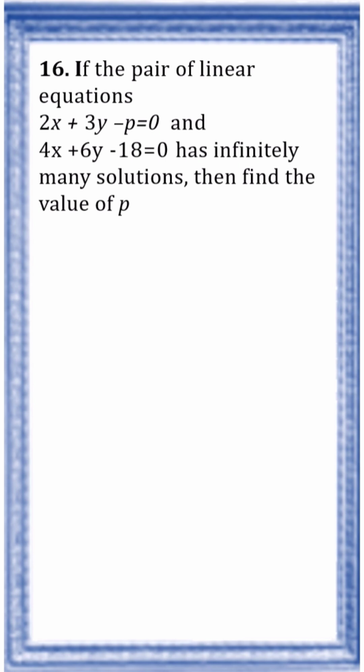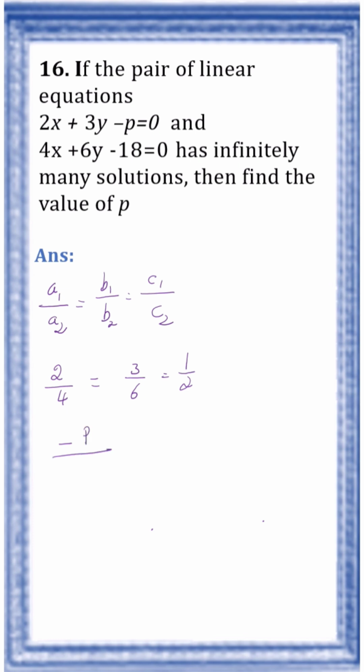If a pair of linear equations have infinitely many solutions, then the relationship between their coefficients is a1 by a2 is equal to b1 by b2 is equal to c1 by c2. A1 is 2, A2 is 4, that is 1 by 2. That is equal to 3 by 6, that is also 1 by 2. So, minus P, this is constant, by minus 18 is equal to 1 by 2.